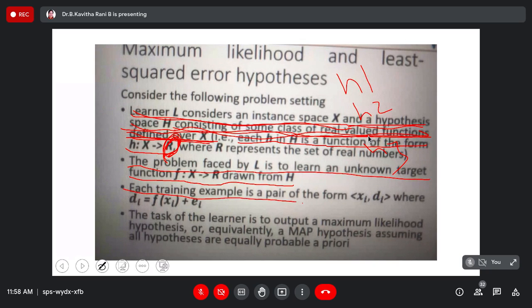Each training example is a pair of the form xi, di, where di is equal to f of xi plus ei. So what is xi here? xi is all training examples, a set of training examples with a set of attributes. What is di? Our target function. Now what we are doing, we are predicting the value here. di is equal to f of xi plus ei. So you can see here ei is nothing but the error associated with the prediction task. Here, when we execute, we got an error. That is called ei.